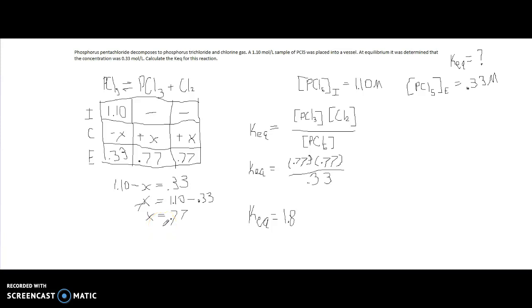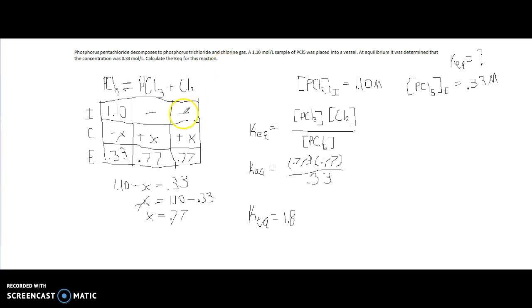Alright, to continue with equilibrium, let's do another problem. Phosphorus pentachloride decomposes to phosphorus trichloride and chlorine gas. A 1.10 mole per liter sample of PCl5 was placed into a vessel. At equilibrium, it was determined that the concentration was 0.33 moles per liter. Calculate the KEQ for this reaction.